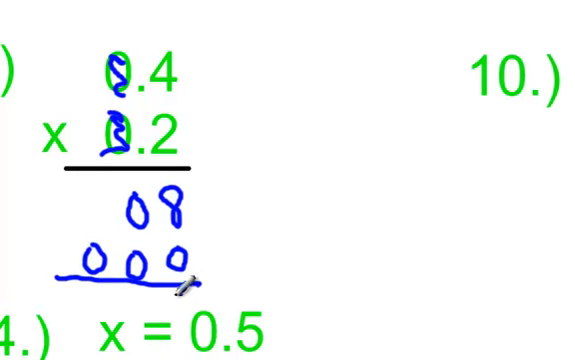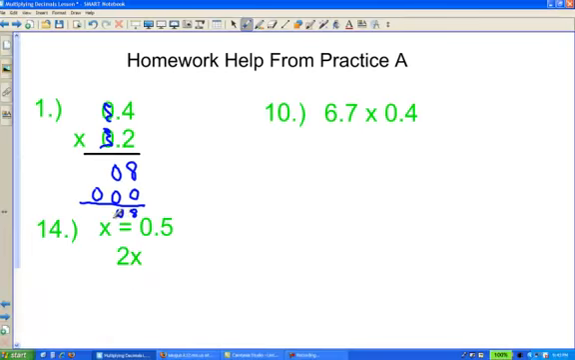We'll add it all up. That's 8. We get a 0, and we get another 0 here. And since there's 2 digits after the decimal, 1 here and 1 here, I'm going to be moving this over 2 places. So I go 1, 2, and I'm going to put my decimal right there. So I get 0.08 or 8 hundredths.